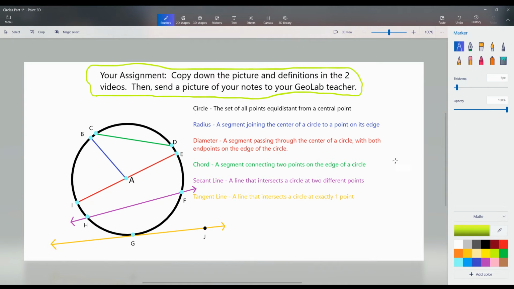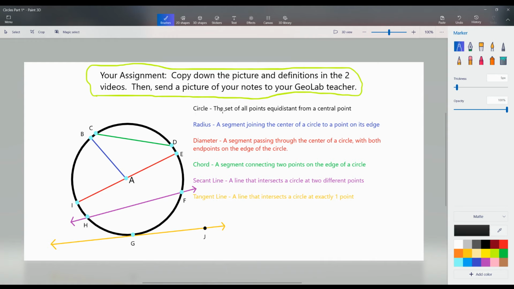The first video right here is going over a bunch of different vocabulary related to circles. So some of these you will know already and some will be brand new to you all. The first vocab word is a circle itself. And a circle, you guys know what one looks like. You would recognize it if you saw it, but maybe you wouldn't know the official mathematical definition.